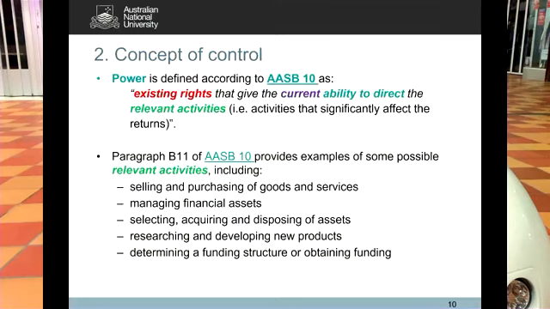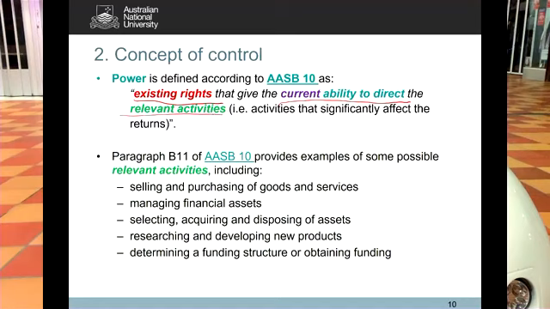Again, let's come back to this concept of control. It talks about the existing rights. We understand that more than 50% most likely will give you the voting rights. Even if you have less than 50%, you may also possibly have the voting rights, depending on a couple of factors like the attendance at the AGM, the dispersion, and the level of disorganization. Those will decide whether you have the existing rights or not, and those rights will give you the current ability to direct the relevant activities.